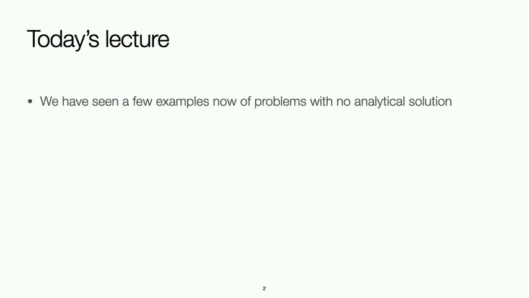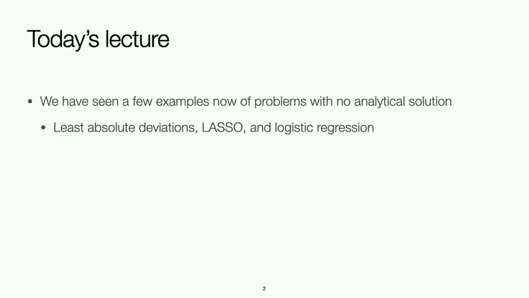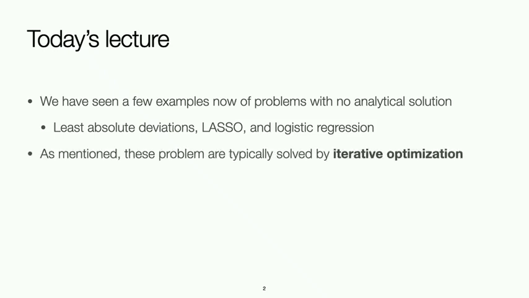So we've already seen a few examples at this point of problems that have no analytical solution. For example, things like least absolute deviations, lasso regression, logistic regression. All of these things aren't as simple as least squares linear regression or ridge, where we can just sort of read off the optimal parameters. And as mentioned previously, these problems are typically solved using what we call iterative optimization.